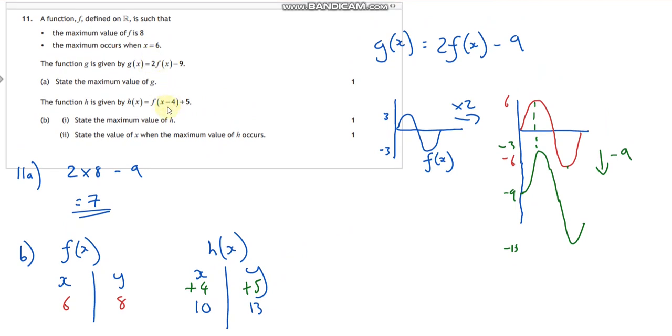All I can say is anything next to the x affects x, everything else affects y. Inside this bracket, we do the opposite. So if that said 2x, I would have halved my x value. If that said x divided by 2, I would have times it by 2. Everything outside affects the y value. So if that says plus 5, I add 5. If it said take away 10, I would take away 10. If it said 2f of x, I'd be timesing it by 2. So we just do what it says on the tin, and we do it in BODMAS terms. We multiply, then we add.